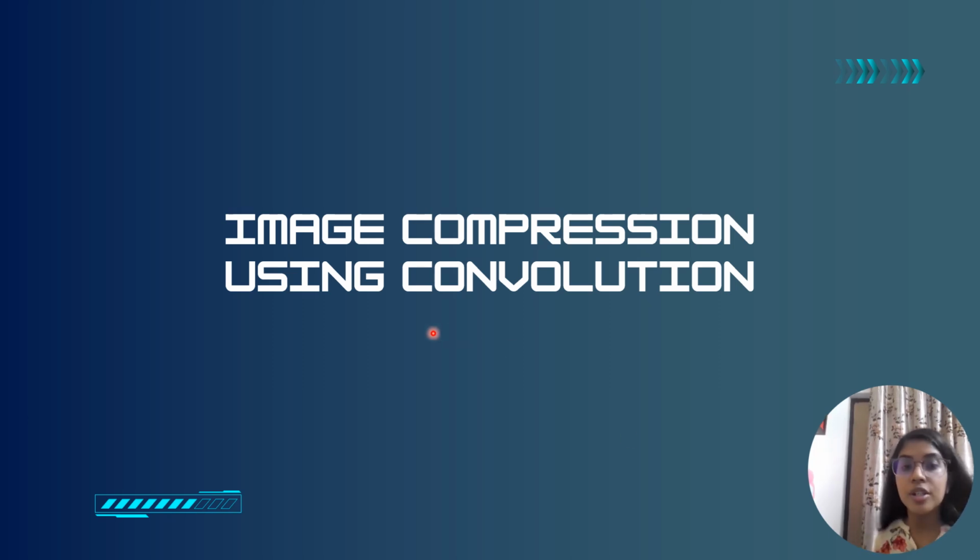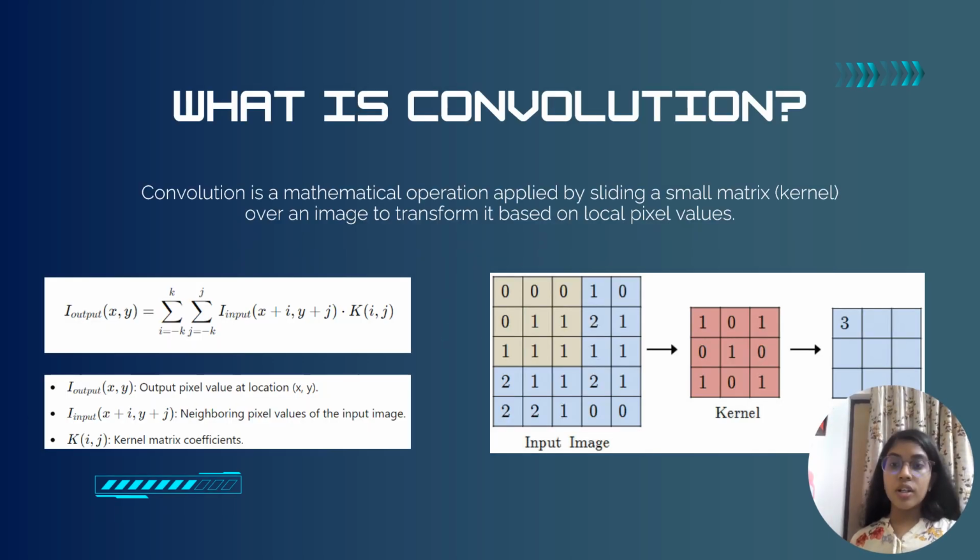First one, we have image compression using convolution. So what is convolution? Convolution is a mathematical operation which basically involves sliding a kernel matrix over an image to transform it on the basis of local pixels. Now let's take an example. So this is an input image and this is the kernel.